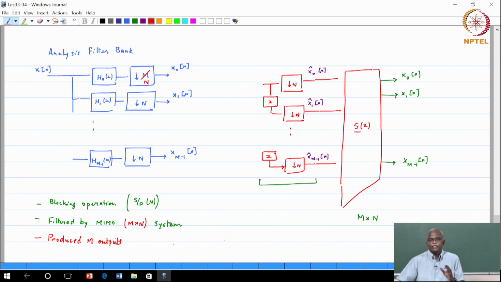The similar thing you can write down for the synthesis step. There what would you have done? You took m inputs, you filtered them through a MIMO system which expanded your signal representation, and then you did a parallel to serial conversion and fed it into the channel. Okay. So, that is the counterpart of this.